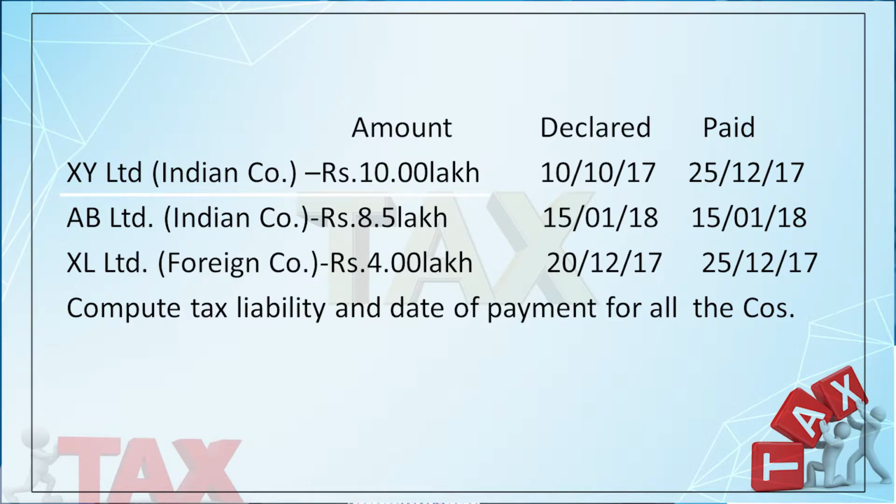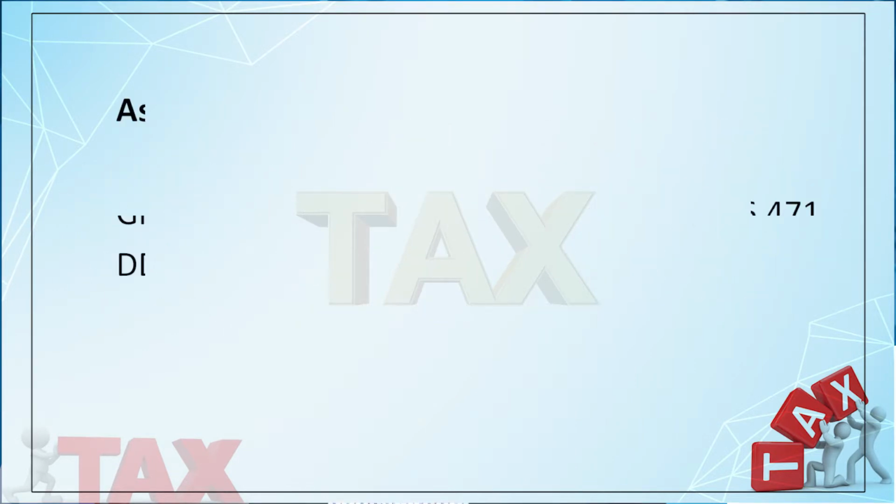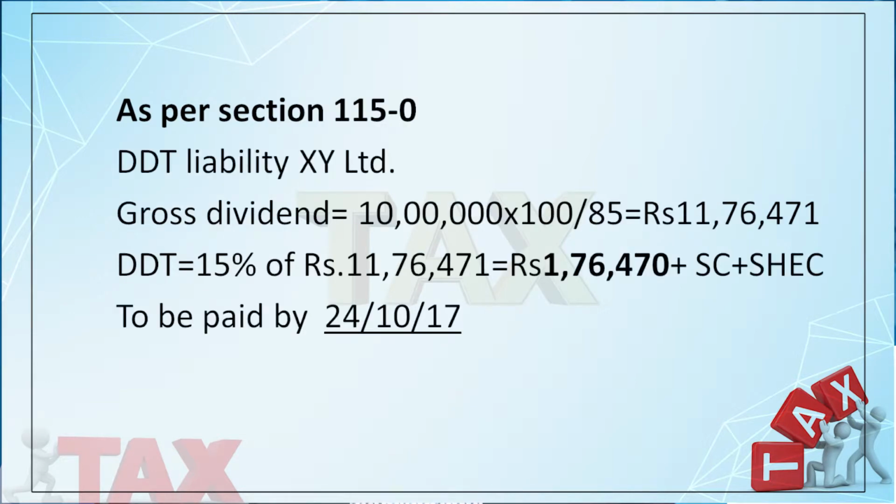So in the first case, XY Limited grosses up the dividend first. The 10 lakh rupees is to be grossed up, and it will be computed as 11,76,471. Then you have to calculate the 15% of this gross dividend. Then you have to add surcharge at the rate of 12% and secondary and higher education cess at the rate of 3%. So this would be the dividend distribution tax liability for the company XY Limited.